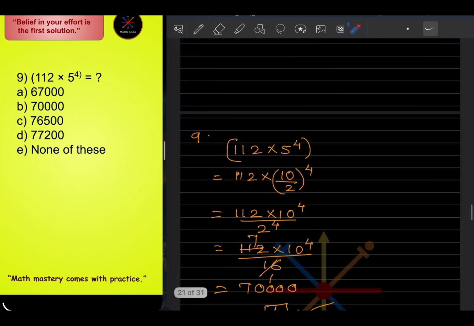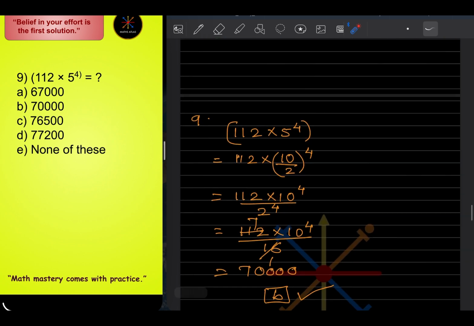So the next one says, 112 into 5 raised to 4 is equal to what? So now here, instead of just multiplying, we can simplify this. So this will be 112, and instead of 5 raised to 4, we can write this as 10 by 2, because 10 by 2 is going to be 5. And the power 4 applies to both, because when you divide this, you get 5. So now here, this is the same.